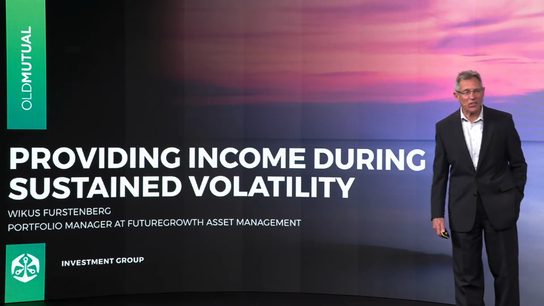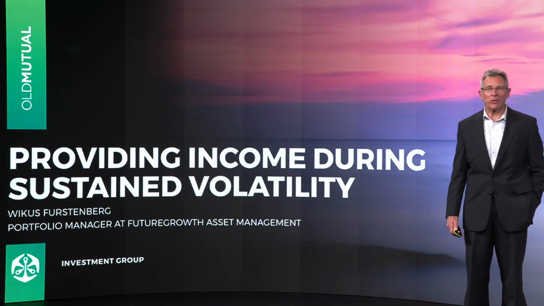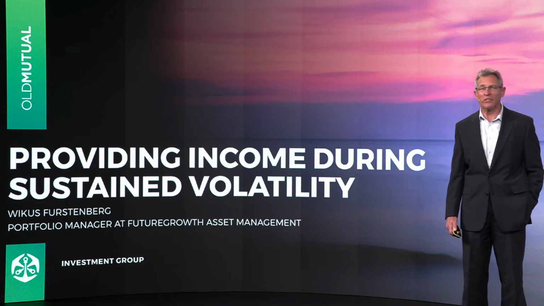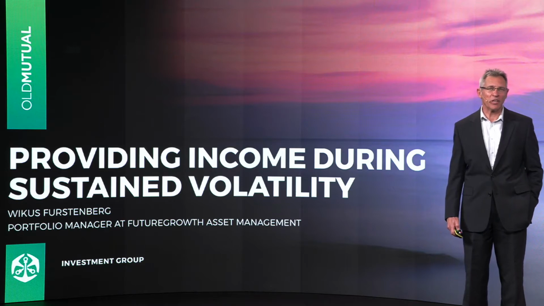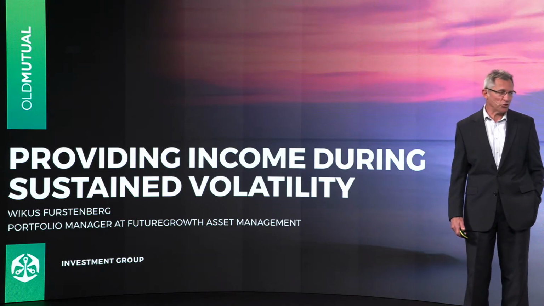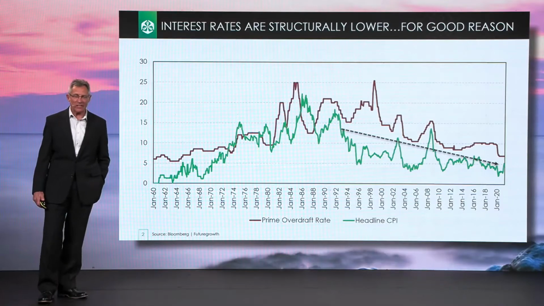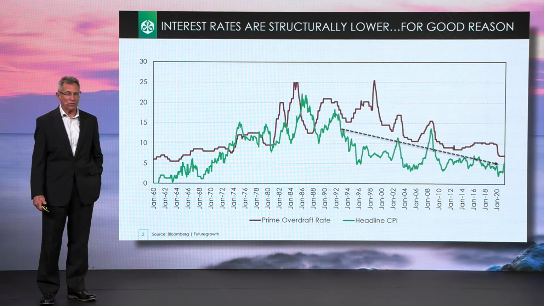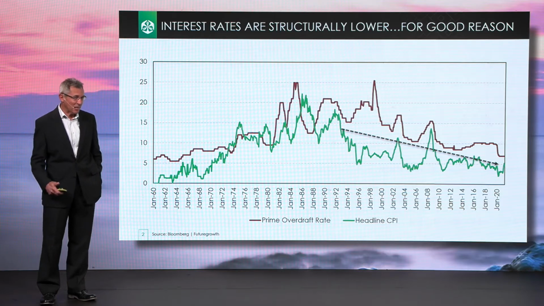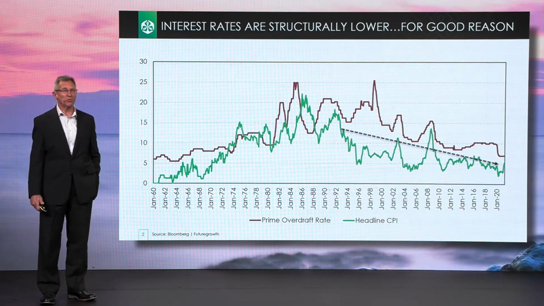I was given the title Providing Income During Sustained, I assume, Market Volatility. So two key words here, income and volatility. So that's what we're going to be focusing on today. If I may start with income, as you know, in the interest-bearing space, we need to invest in instruments that pay an interest or deliver on income so that we can manage funds according to mandate. And there's a clear link between all these instruments and the level and direction of interest rates.